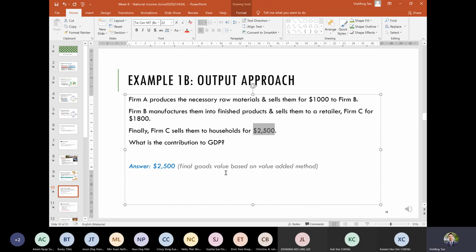So what is the contribution to GDP for all these activities? The answer is 2,500, because this is the final goods value in the business transaction. So far okay? Any question on the output approach?